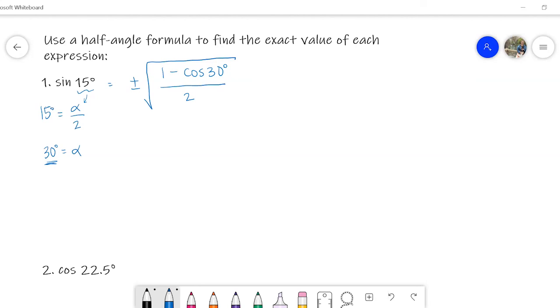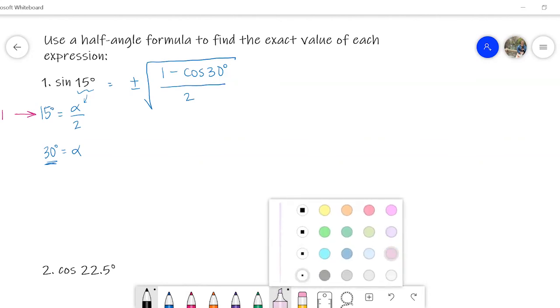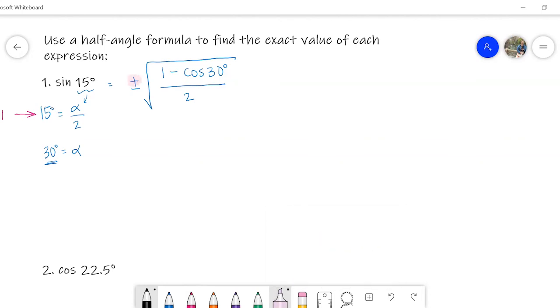Now, as far as the plus or minus goes, I'm using the 15 to make that decision because that's what we're actually doing our computing with, right? Okay, so 15 lives in quadrant 1, right? Which means that ultimately we're working with a positive angle, okay? So we are not going to use the negative sign on this one. So this gives you square root. You can write positive in front if you want, but you don't have to.